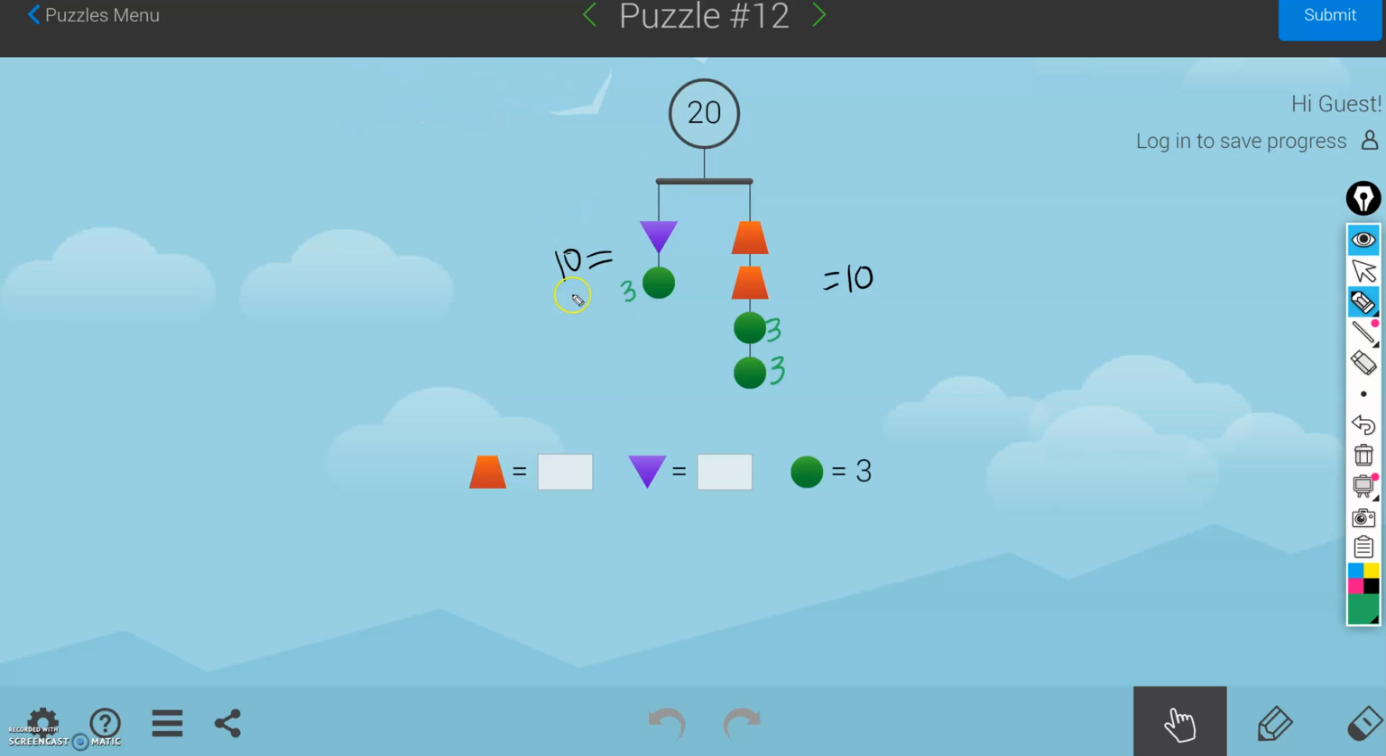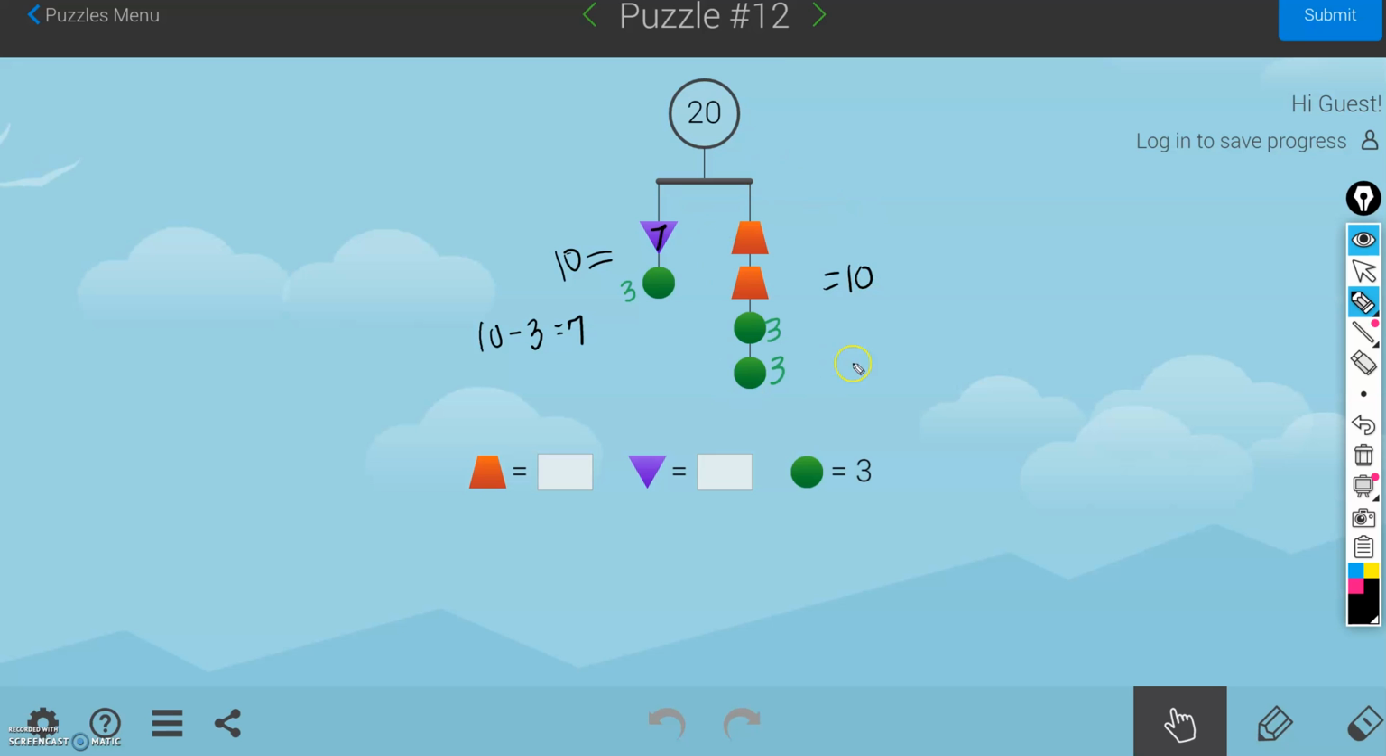If I know that the total on the left side is 10, I should be able to subtract the green circle to find the purple triangle. So when I do that, 10 minus 3 has to equal 7. So I know that this purple triangle is 7.